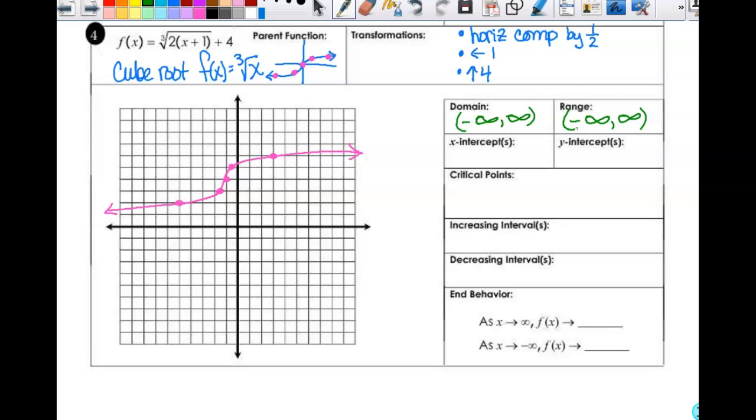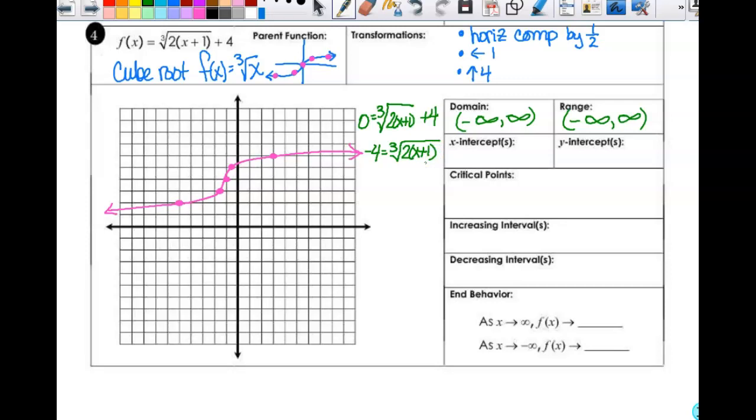So I need to set this equal to 0. So 0 equals the cube root of 2 times x plus 1 plus 4. Then I need to solve for x. So I'll subtract 4 from both sides. Negative 4 equals the cube root of 2 times x plus 1.